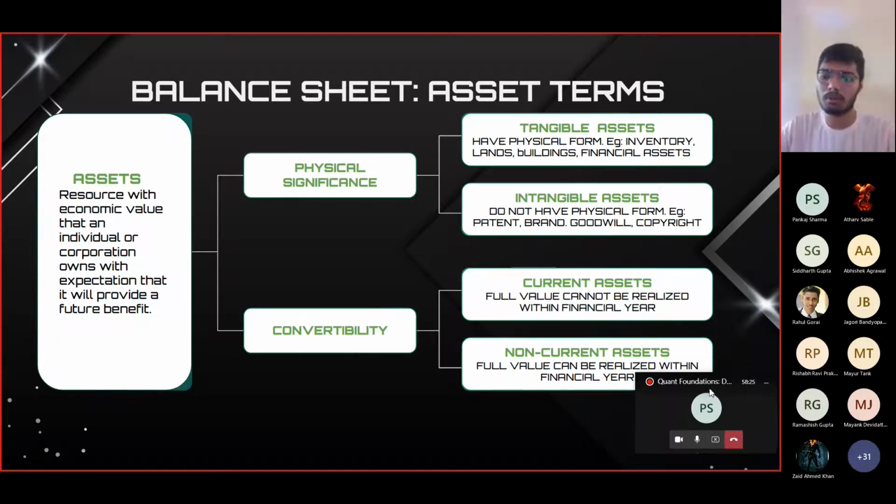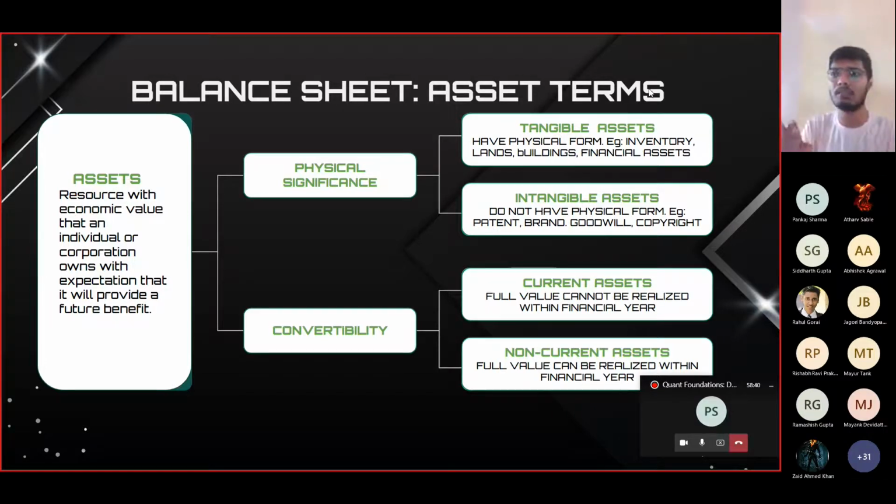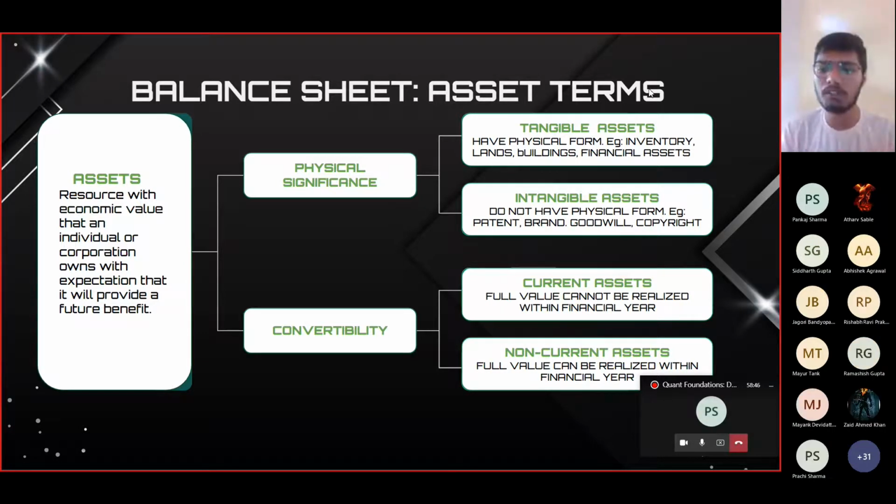But of course, auditors can be manipulated. But then follow-up checking is also done by SEBI. So let's talk about the asset terms, the balance sheet. Okay, in the balance sheet, there is the balance sheet equation, that is assets equals equity plus liabilities. Okay, we'll talk about them one by one.